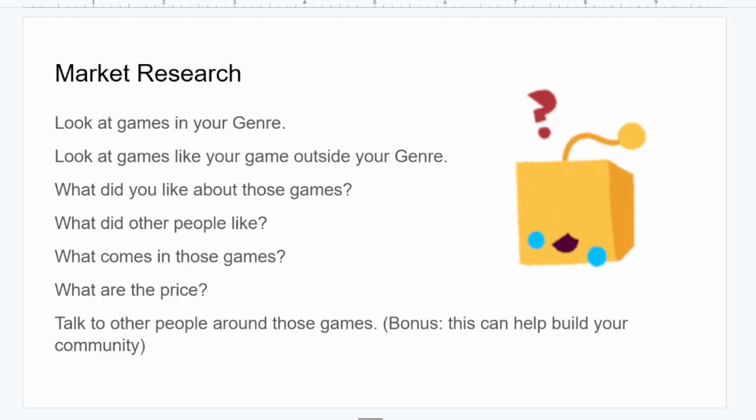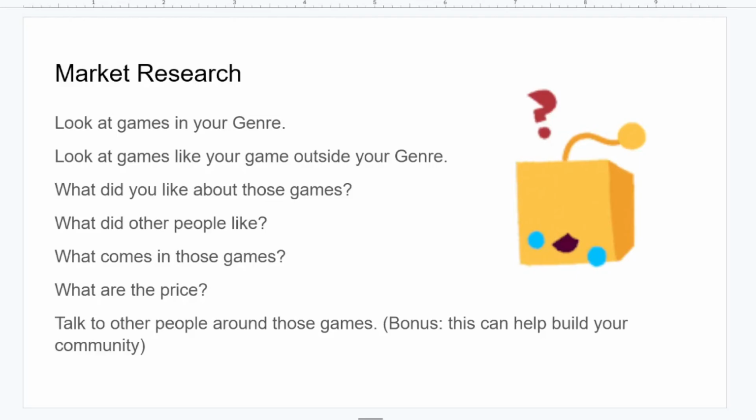A very good resource to do this kind of market research is actually Board Game Geek. I know that it looks like a website from 2002. That's because it is, but it is still the number one database for board games and tabletop gaming in general. So just go to Board Game Geek, look at the genre you want your game to be, look at those games, and see what they're doing like your game and what they aren't doing like your game.